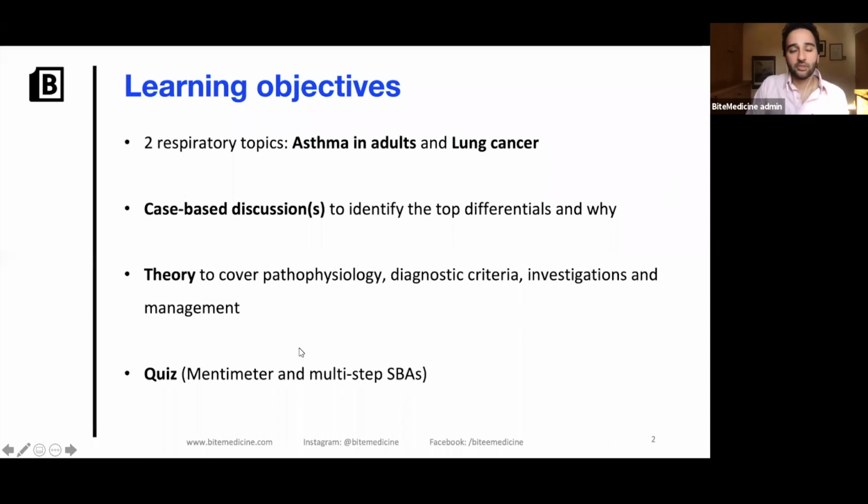We also use our interactive quiz software called Mentimeter, if you aren't aware or haven't watched one of these before. So feel free to get your phones out and we'll run through all of those interactive quizzes. The final thing is this concept of multi-step single best answer questions, where we go through the whole journey of a patient and answer questions along that entire journey, to get a better understanding of the entire patient experience.